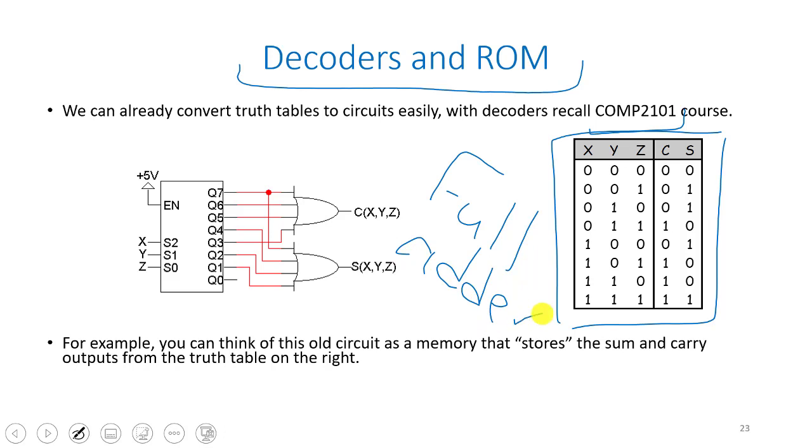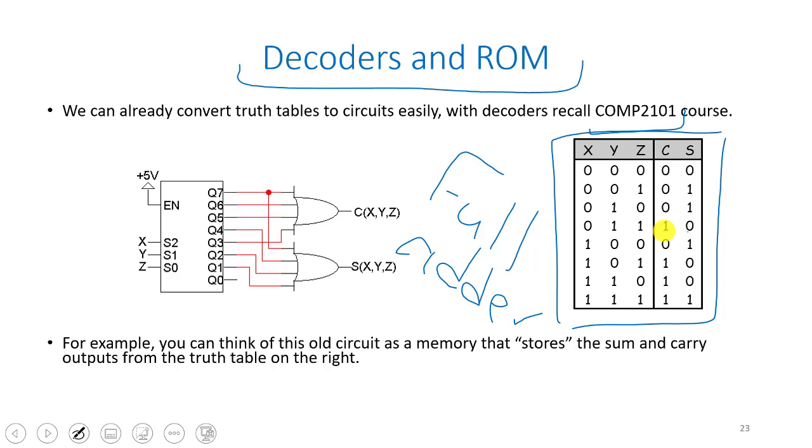Now full adder: 0 plus 0 plus 0, sum is 0, carry is 0. 0 plus 0 plus 1, sum is 1, carry is 0. 0 plus 1 plus 0, 1, 0. 0 plus 1 plus 1, 1 plus 1, sorry, sum is 0, carry is 1, and so on. We get this truth table.